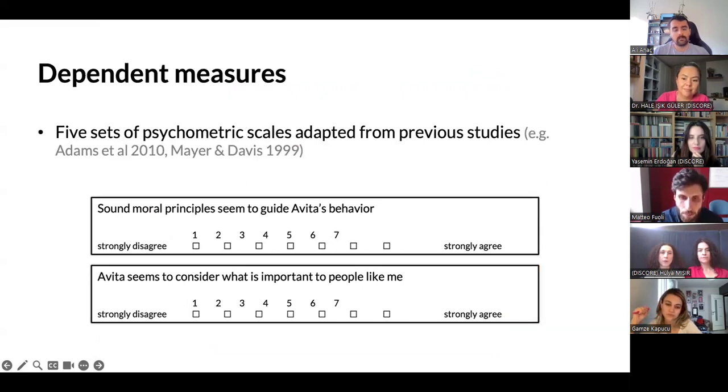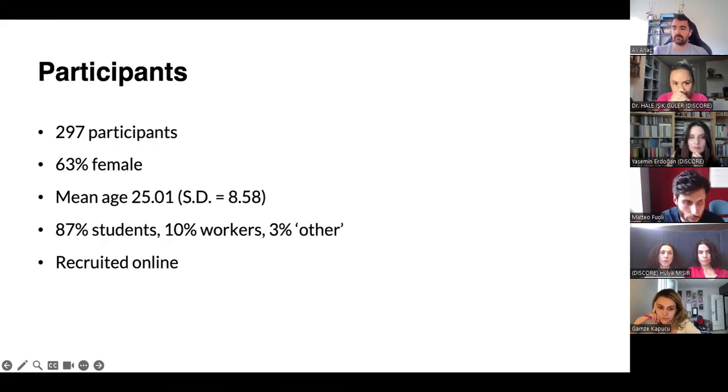And this is an example of an item used to measure the company's integrity, and this is an item used to measure the company's benevolence. And there were more items. You can find the full questionnaire in the paper. These were our participants, around 300 people, mean age of 25. Most of them were students, although we did have also workers and people in other occupations, and they were recruited online.